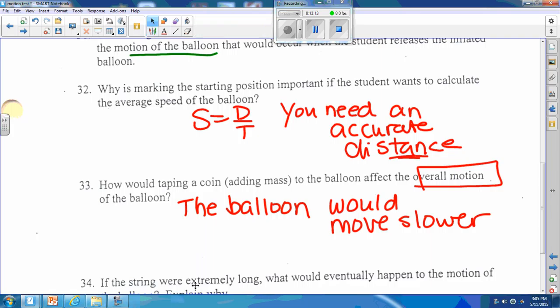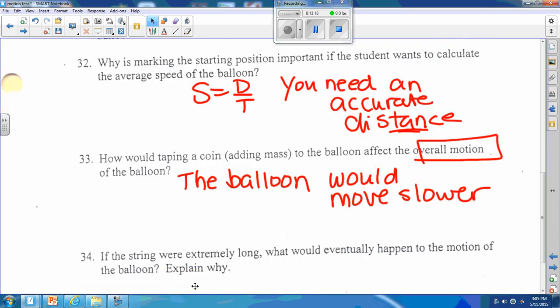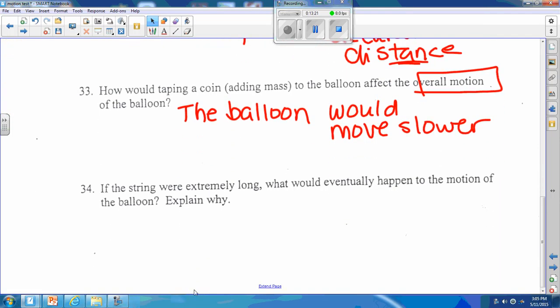If the string were extremely long, what would eventually happen to the motion of the balloon? Explain why. There were a couple of answers that I accepted for this. The balloon would slow down. The balloon would stop. The balloon would stop because of friction. It would run out of air. These are answers that I accepted.